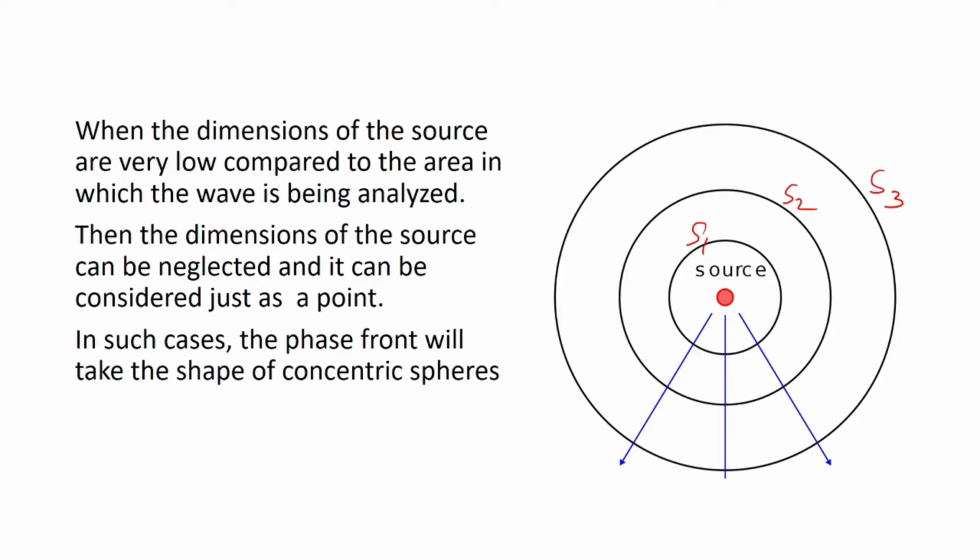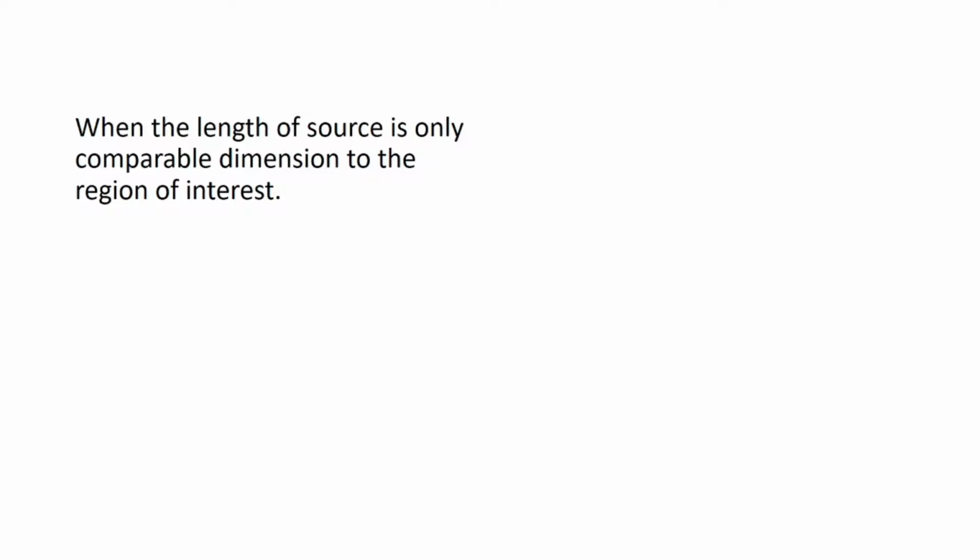Now, all the points which have the same radial distance would always form a sphere. Therefore, these waves are called spherical waves. Spherical waves are formed by point sources. If only one dimension of the source, its length, is comparable to the region of interest, and all other dimensions are negligible, then such sources are line sources.